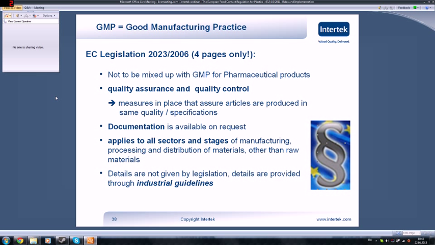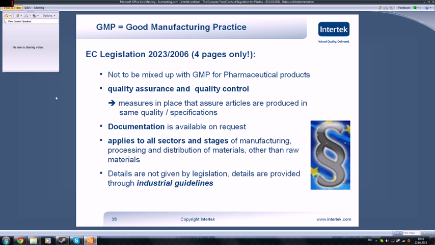An important point is, at the beginning when GMP came up, a lot of people were thinking of GMP for pharmaceutical products. Meanwhile, this has become better, but still some people don't know the difference. So it does not need to be mixed up with GMP for pharmaceutical products. It's something totally different. Another point besides the quality is the documentation. So this means that for all your material use, you need to have files on stock which show that they are compliant and suitable for food contact.